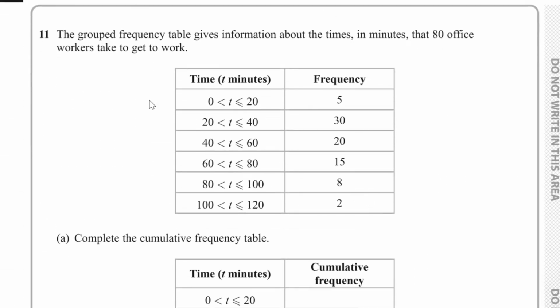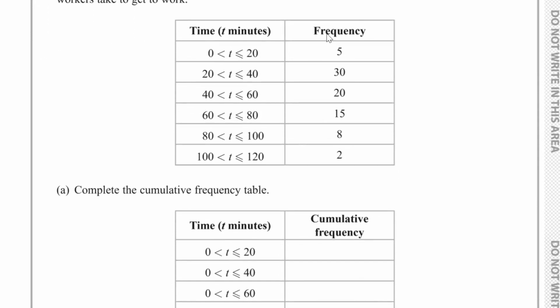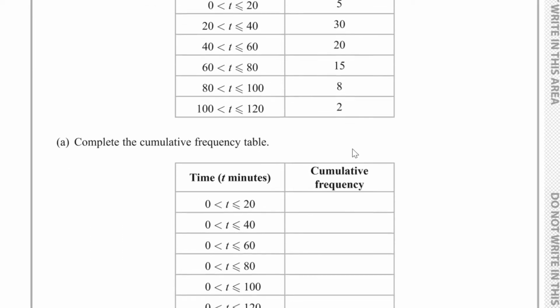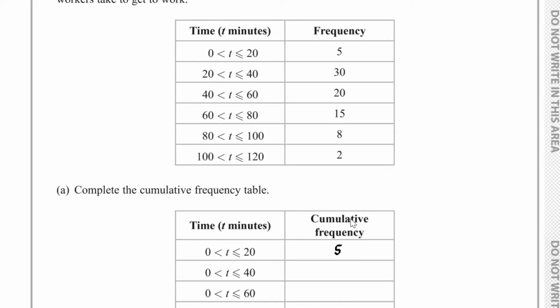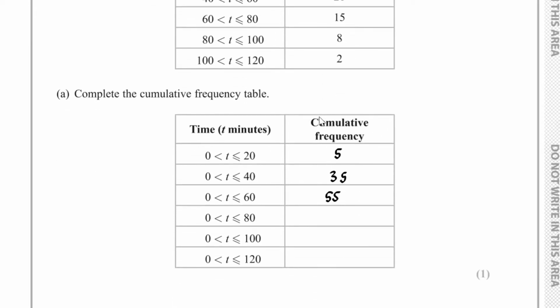Question 11. The grouped frequency table gives information about the times in minutes that 80 office workers take to get to work. And the frequency is shown here, and we have to complete the cumulative frequency. Well, we begin with the 5. 5 plus 30, that's 35. 35 plus 20, that's 55. 55 plus 15, that's 70. 70 plus 8, that's 78. And 78 plus 2, that's 80.